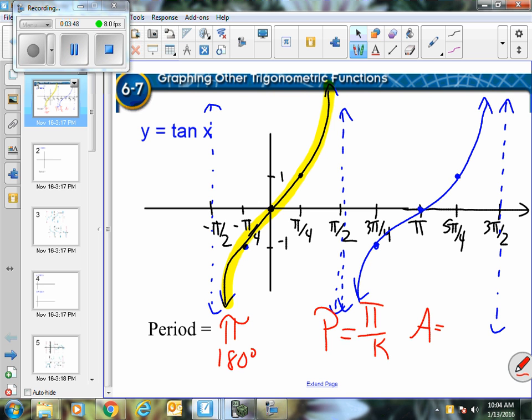Another thing to talk about, let's talk about amplitude. Technically, the definition of amplitude is a distance, right? The distance from the middle to the top or the middle to the bottom. But there is no top, there is no bottom. So technically, we can't really talk about amplitude. There's no height of these curves or these waves.